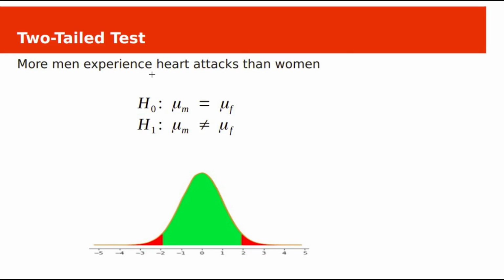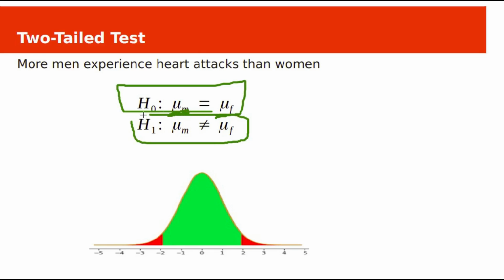Similarly, more men experience heart attack than women. Here, the mean value for men who experience heart attack is equal to the mean value for women. That means there is no difference between these two population means. This is the null hypothesis, and there is a difference between the mean value of men and women. That is the alternate hypothesis.